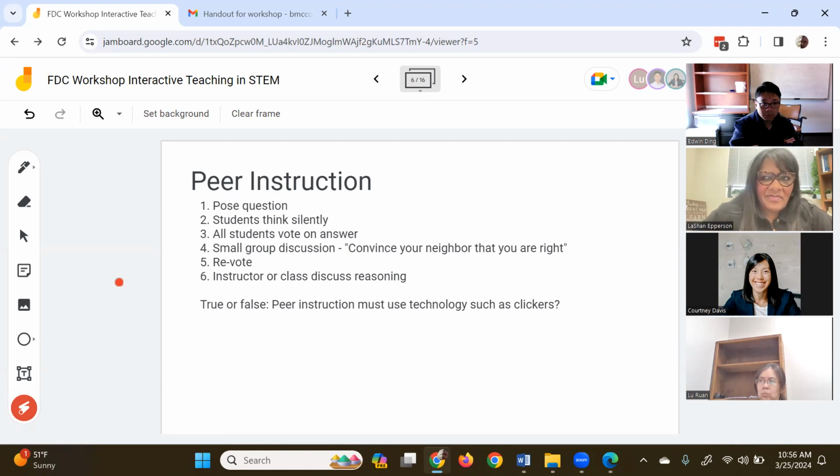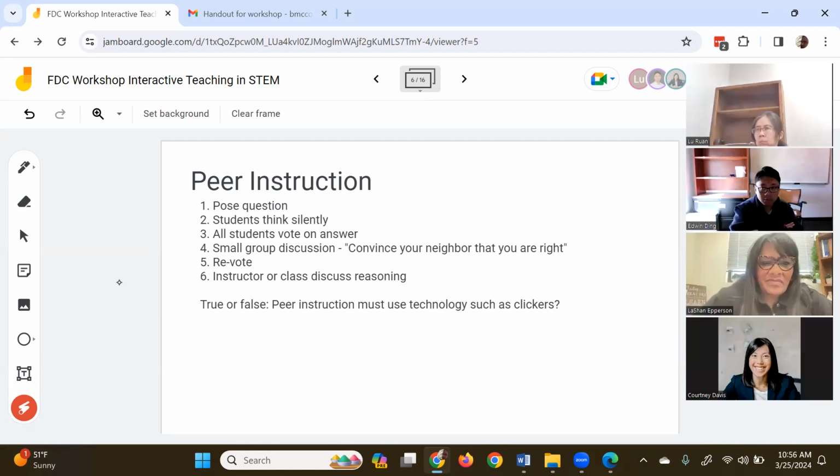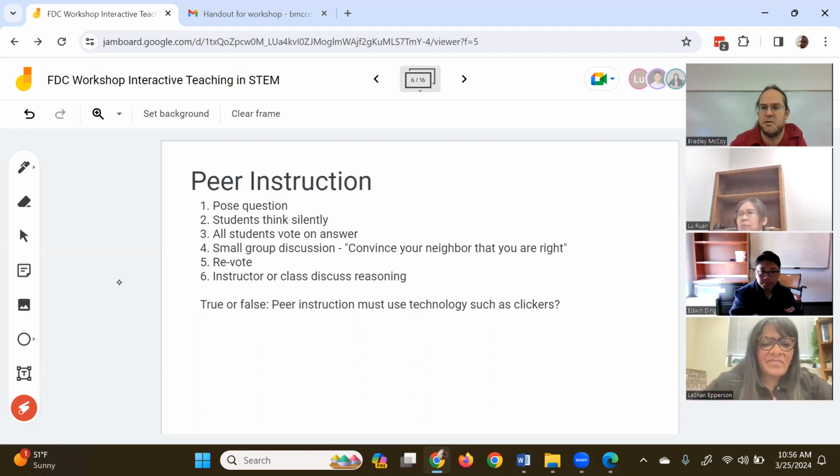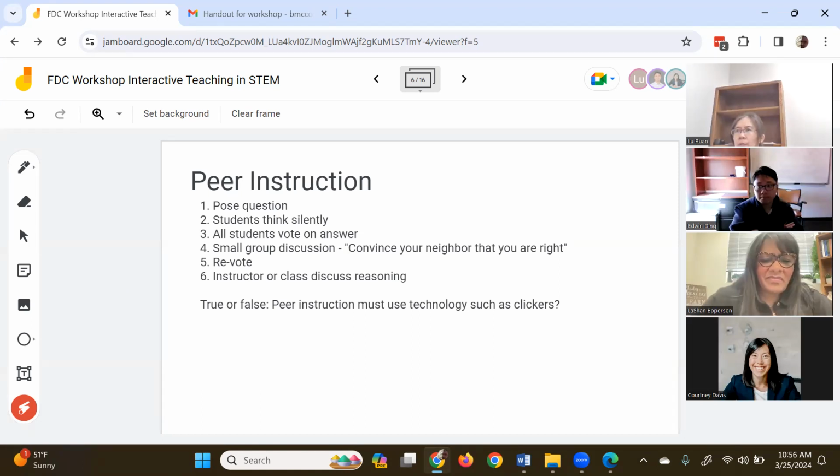So true or false question: peer instruction must use technology such as clickers. These are sometimes called clicker questions by some people. What do you think, true or false? False. False? Why is that false? Peer instruction, you mean the vote stage, right? Yeah. The voting stage, I sometimes ask them to just show their hands because I don't actually use clickers. I don't know how to use it. I don't use clickers either.